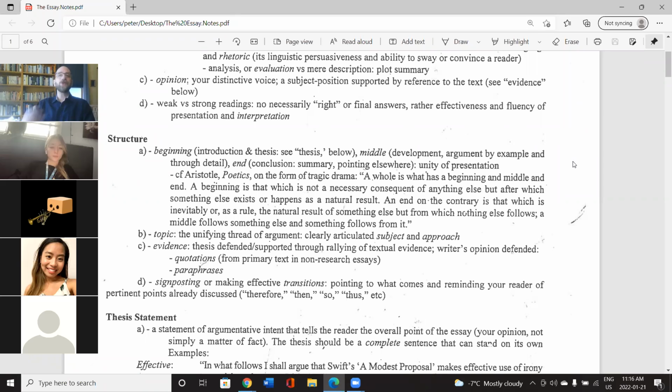So this is what we call unity of presentation. Your conclusion would revisit your introduction. You all know this from high school and other classes you might have taken here at the university, but it should not simply reiterate verbatim, word for word, your introduction. It should.